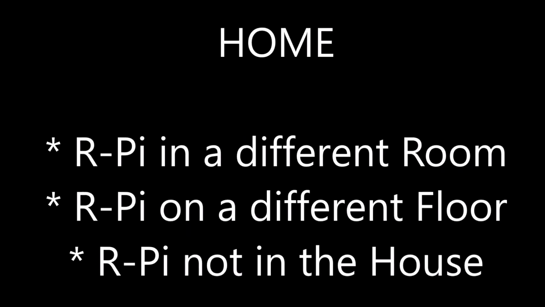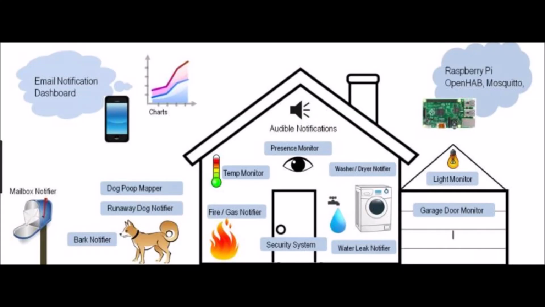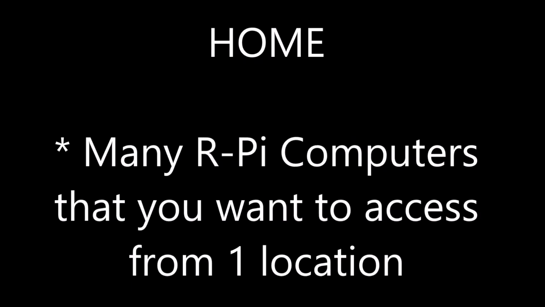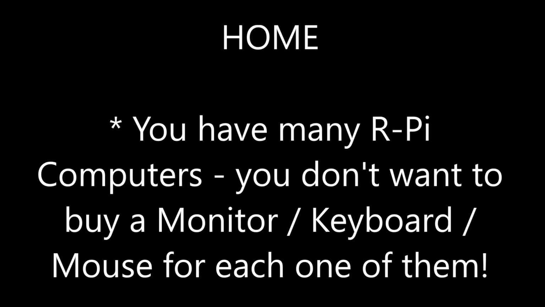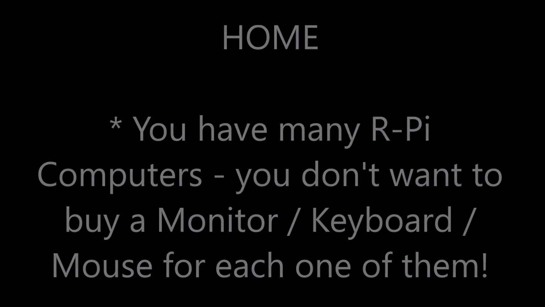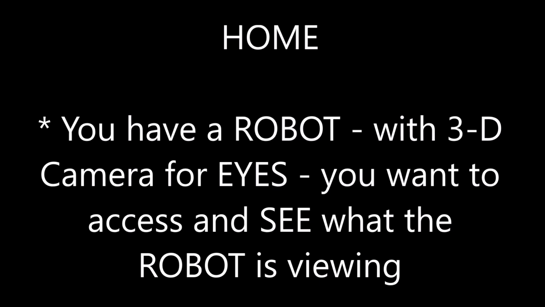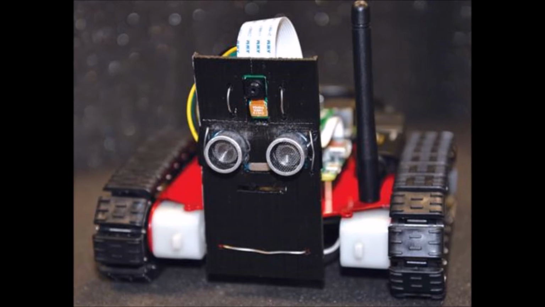In your home environment, you can have a Raspberry Pi in a different room, on a different floor. Heck, it might not even be in your house. They could be located everywhere in your environment, doing a whole multitude of tasks. You may want to do a remote connection to these Raspberry Pis from one location to control them all from just one area, say your office or say your couch in your living room. By doing a remote connection to a Raspberry Pi, you wouldn't have to buy a monitor, a keyboard, or a mouse for each one of those. You would save a whole lot of money by doing the remote connections. If your Raspberry Pi was embedded in a robot, say with cameras for eyes, then you could actually see what your robot saw, because you would be remotely connected to your robot via the Raspberry Pi.